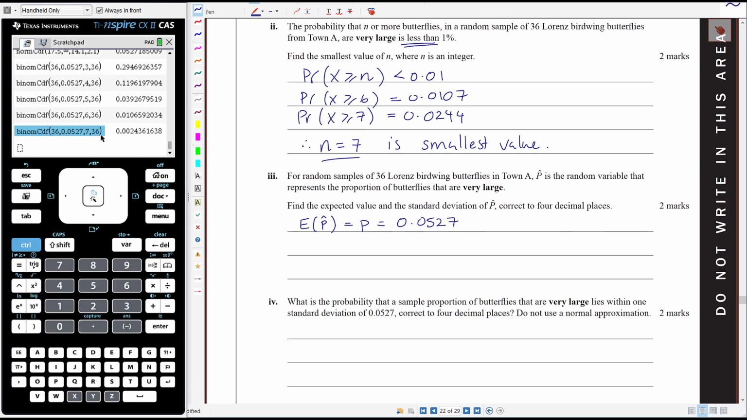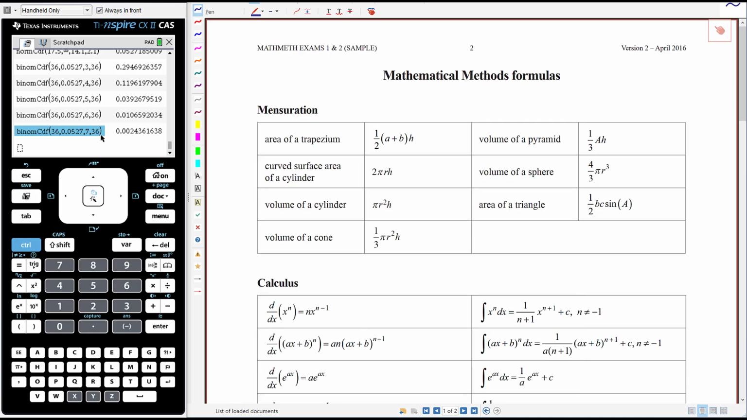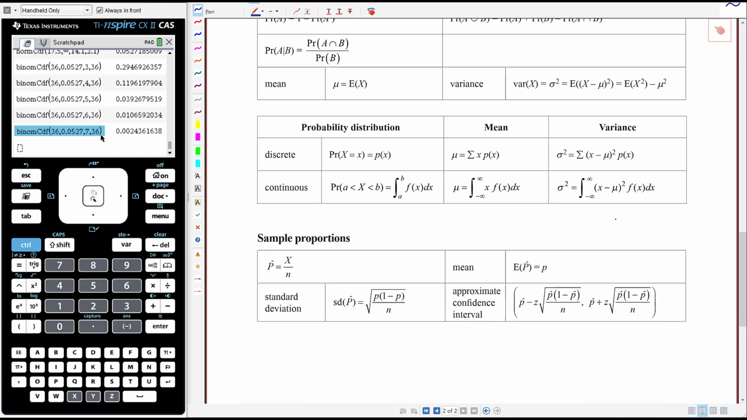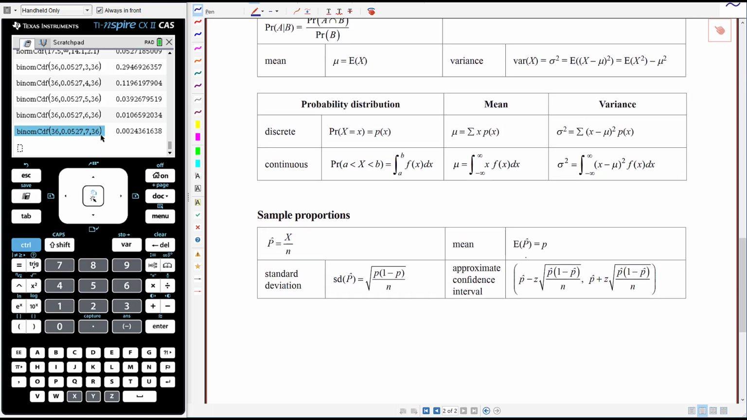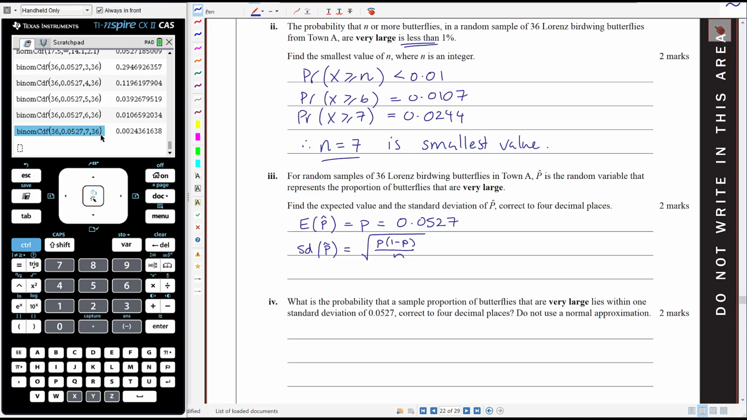Okay, and we know that the standard deviation of p hat is the square root of p times 1 minus p over n. You've got those formulas on your formula sheet if you need them. So expected value of p hat is p, and the standard deviation of p hat is the square root of p times 1 minus p on n. So we're simply just substituting into those formulas.